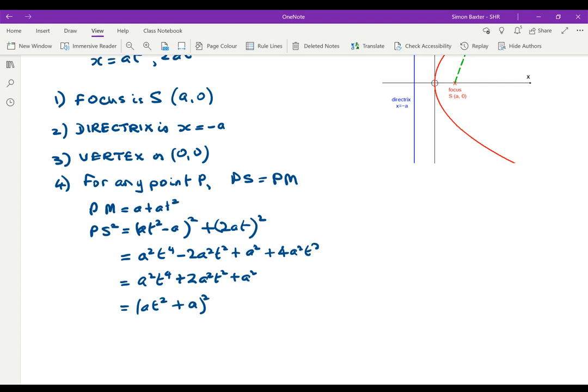You should be able to see it because we've just worked out (at squared minus a) all squared with a minus. So if we've got a plus there, it must be (at squared plus a) all squared. So if we want PS, we just take the square root. Taking the square root, we get at squared plus a. And if we look, we see that at squared plus a is the same as PM. So we have proved what we set out to prove.